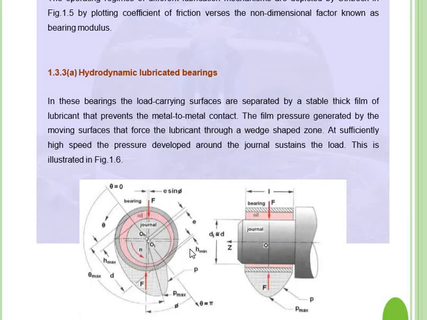The bearing outer one and inner one we are going to show: h minimum, h naught, p max, maximum load, D, the diameter of the bearing, the diameter of the journal, and that angle, e sin phi. So theta we are going to find out. All these things I am clearly showing over here.